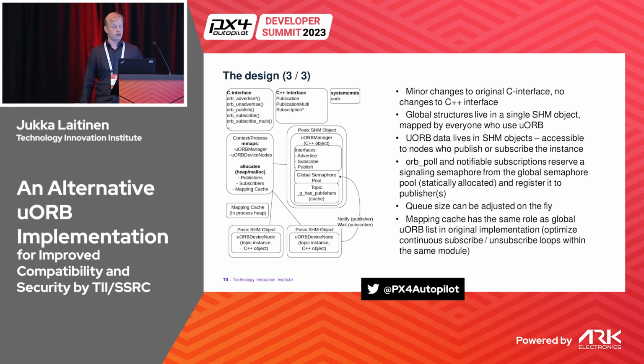Then there is one centralized broker object called the uORB manager. It's basically the same manager that is there, but now we allocate it inside one shared memory object. So that is an object that any process can map to its memory space to get access to uORB. When a publisher wants to publish data, it maps the uORB manager to itself, and then it creates the device node which it wants to publish. And then the subscriber can map those same objects to its space.